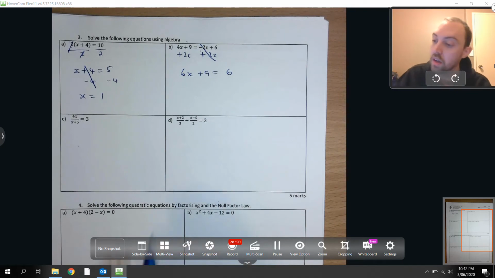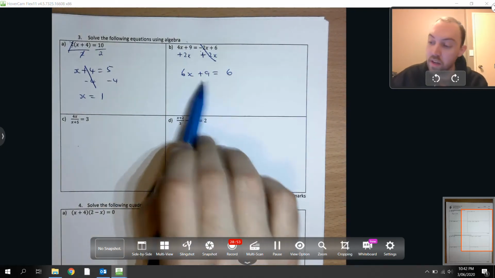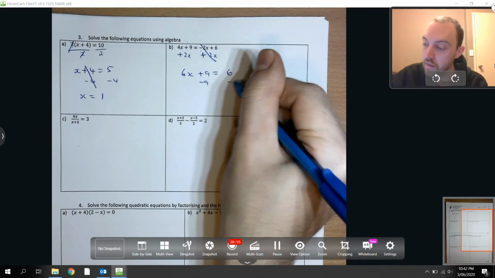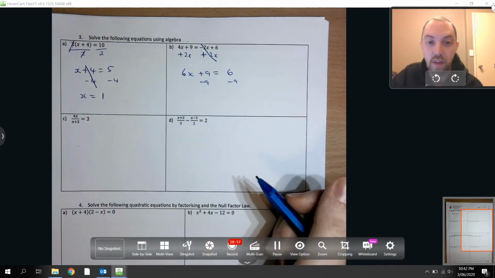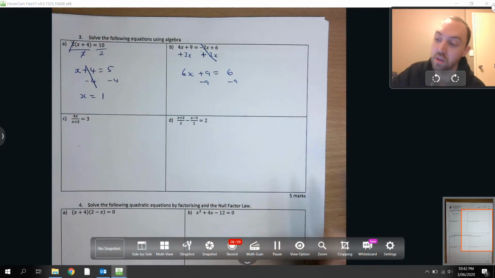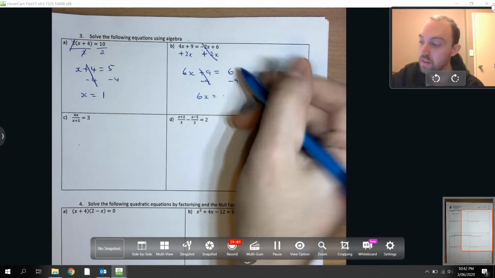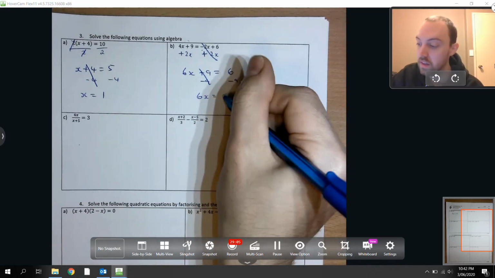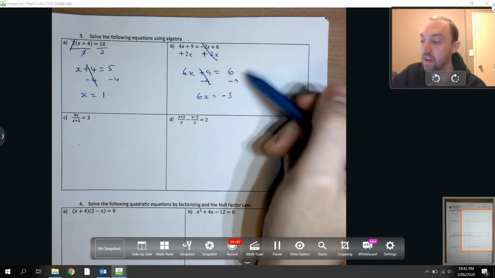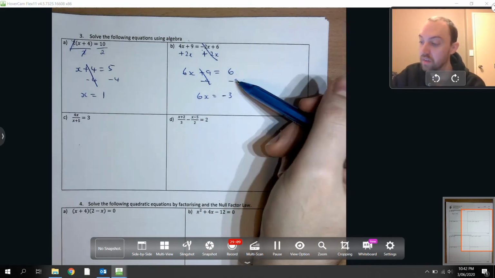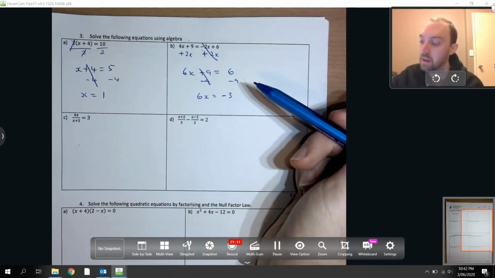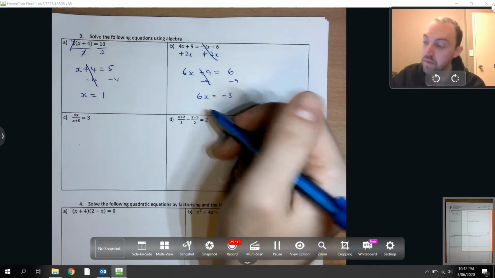Addition's coming last, so I need to undo that first. Opposite of adding 9 is taking 9. Got to do that to both sides. I have 6x is equal to 6 take 9 is negative 3. Taking away a larger number than what we have, it's got to go into negative.